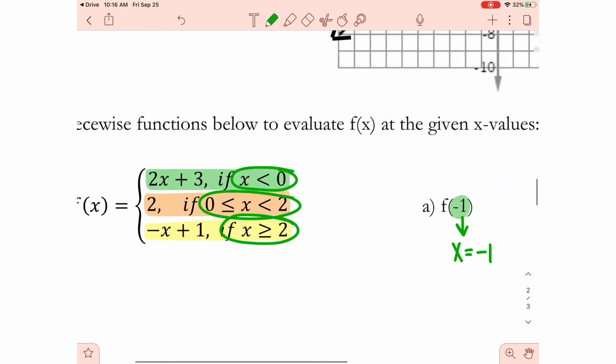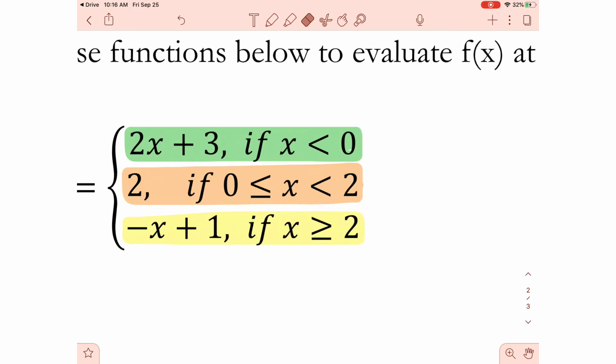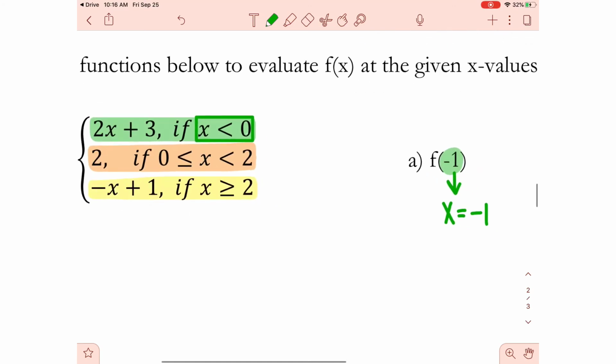If x is negative 1, I hope you guys can agree that -1 is not bigger than the number 2, so it's not the yellow. -1 is not in between the numbers 0 and 2, so it's not the orange. But -1 is less than 0. So this gets plugged into the green. That's why I used the green pen, right?